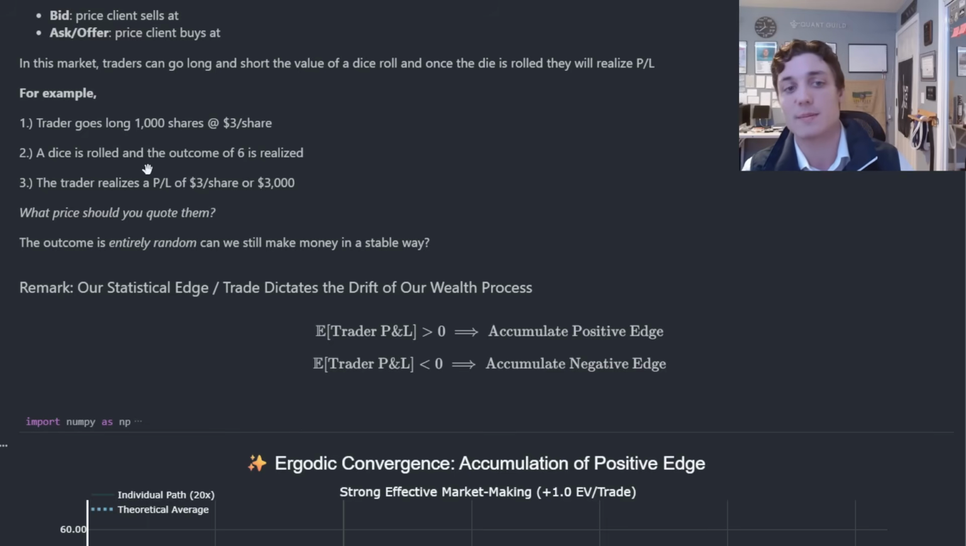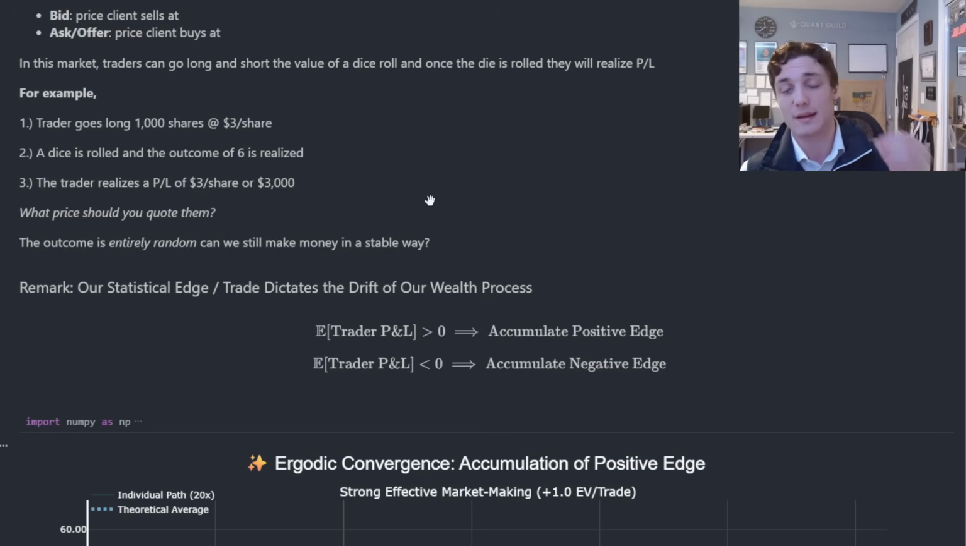A dice is going to be rolled and the outcome of 6 is realized. So who makes money in this case? Well, our trader is long and they were long at $3. The realization is 6. So they make the difference, and that's going to be $3 per share for their 1,000 shares, or $3,000. Now, the question is, how do we determine the price that that trader can transact at within this market?